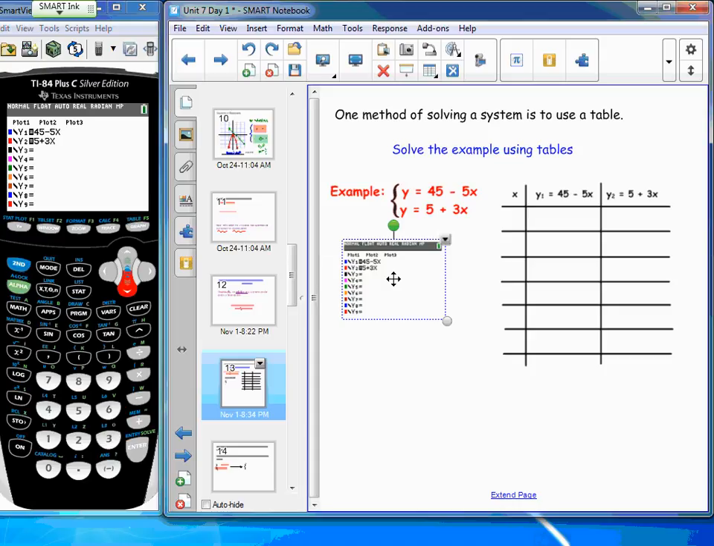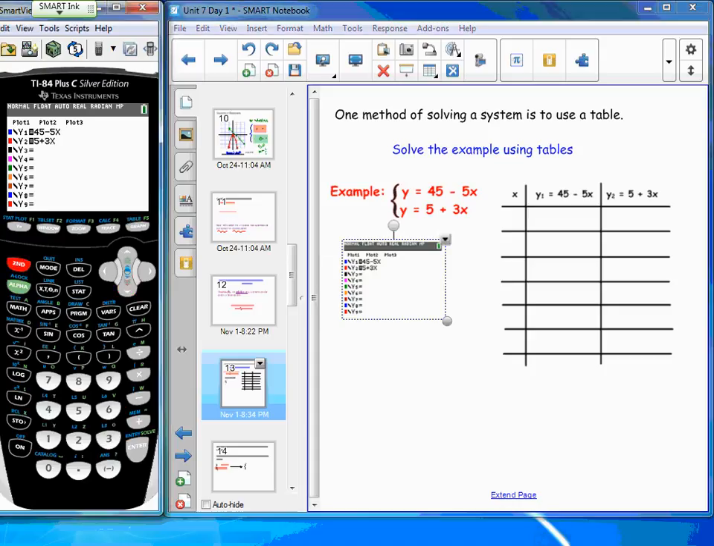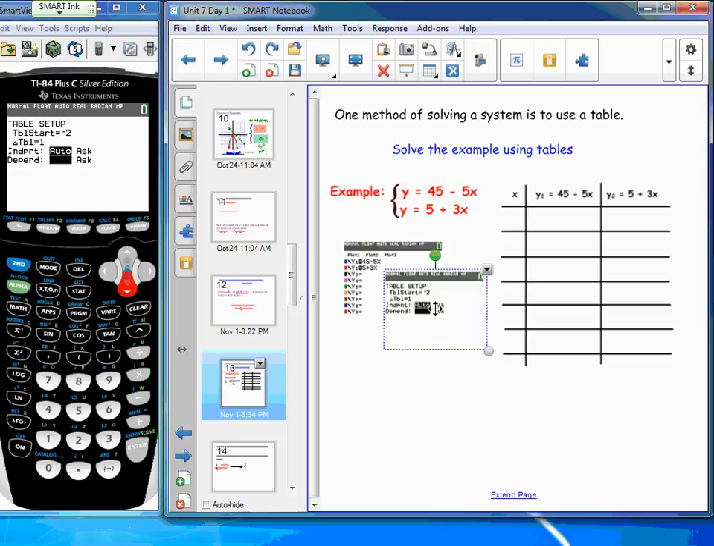To solve this using a table, I'm going to change mine back to auto. So I'm going to go second table set. For my table set, I'm going to start at, looks like, -2. I'm going to have my delta table, or change in table value, my step size, set at 1. And I'm going to set my independent to automatic, so I'll have automatic for my independent and dependent. That way it'll automatically construct the table going by integer values, and I'm going to be able to scroll back and forth. And so you can set your table however you like.